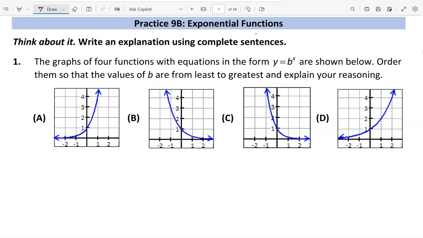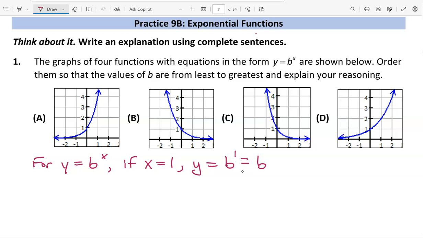In 1, we're asked to look at 4 functions that have equations in the form y equals b to the x power. For y equals b raised to the x power, if x equals 1, y is equal to b raised to the 1 power, which is b. That can help us figure out what the values of b are.